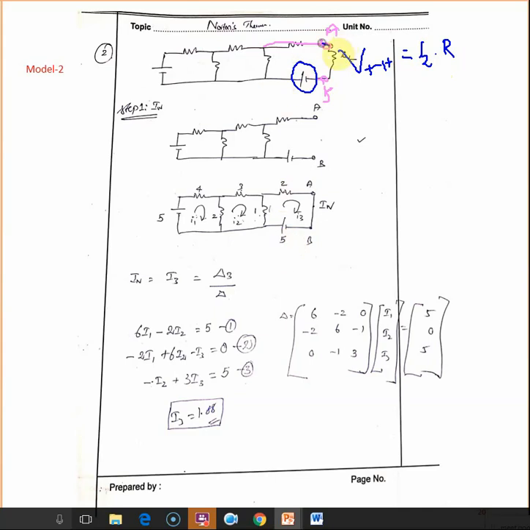Okay, is that 5 a plus 5 or minus 5? When you connect it here, A to B, see that one, here the direction is plus with respect to minus, meaning the source value of 5 you are going to add, plus 5. That's all. This is the VTH finding method. If the polarity is opposite, it means minus.